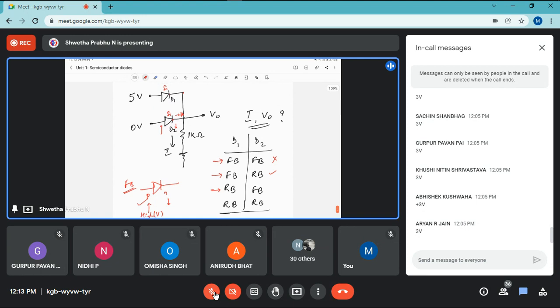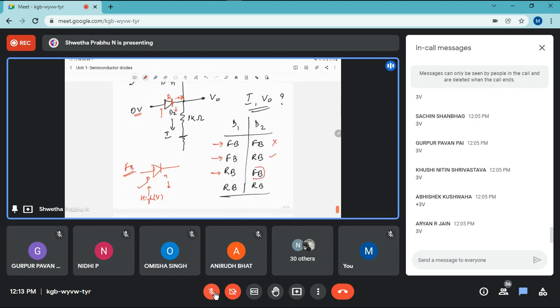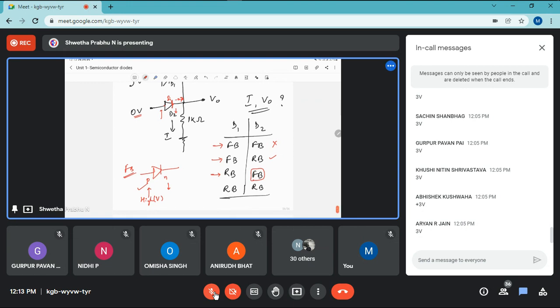But here, look at diode D2. The drop across the diode is 0.7, and with respect to this junction, here we are getting minus 0.7 volts, and here the potential is 0. So is forward biasing satisfied for diode D2? No, right? Because P is at 0 and N is at minus 0.7 volts. So this condition is not satisfied, and therefore the third condition is also ruled out.